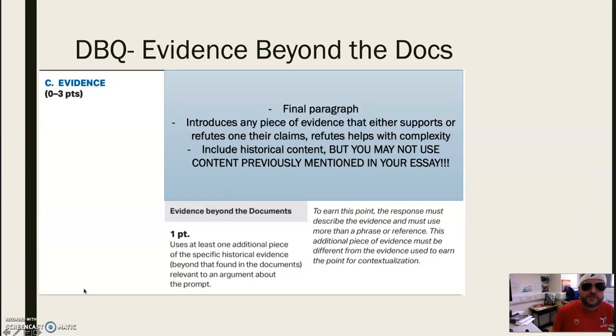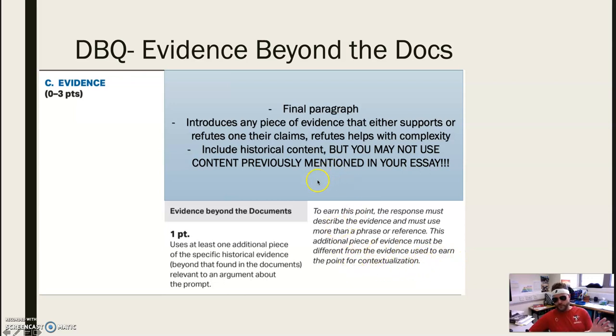So extra evidence should be a part of your final paragraph, right? After you've done your 2 body parts, you're coming in. Let's look at what the rubric actually says. Uses at least one additional piece of specific historical evidence beyond that found in the documents relevant to an argument about the prompt. To earn this point, the response must describe the evidence and must use more than a phrase or reference. This additional piece of evidence must be different from the evidence used to earn the point for contextualization.